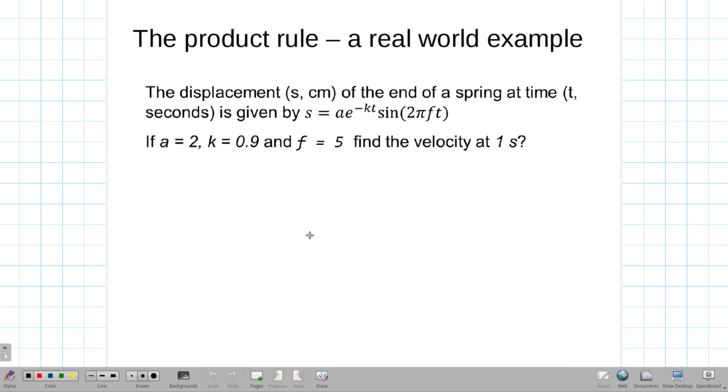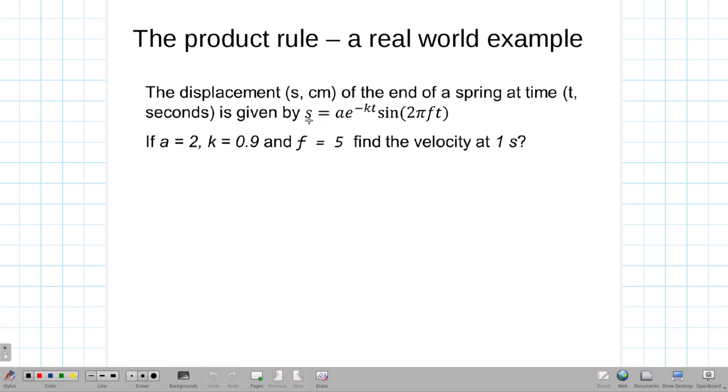So now let's do a real world example, because this is what it's all about anyway. This is why as engineers we use calculus, so that we can solve real world problems. So we can put a man on the moon, or the man on Mars even. So we need to use maths as a tool, and that's what we're going to do here.